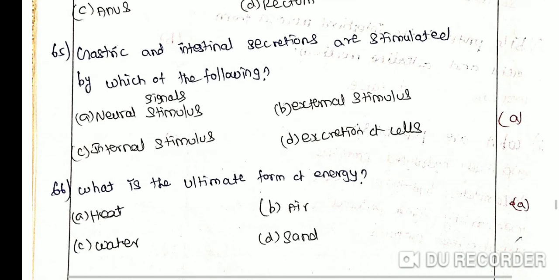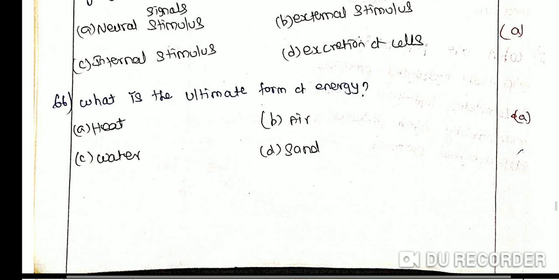Gastric and intestinal secretions are stimulated by which of the following? Option A neural signals, option B external stimuli, option C internal stimuli, option D excretion of cells. The correct answer is option A, neural signals. Gastric and intestinal secretions are stimulated by neural signals. The muscular activities of different parts of the alimentary canal can also be moderated by neural mechanisms, both local and through the CNS.